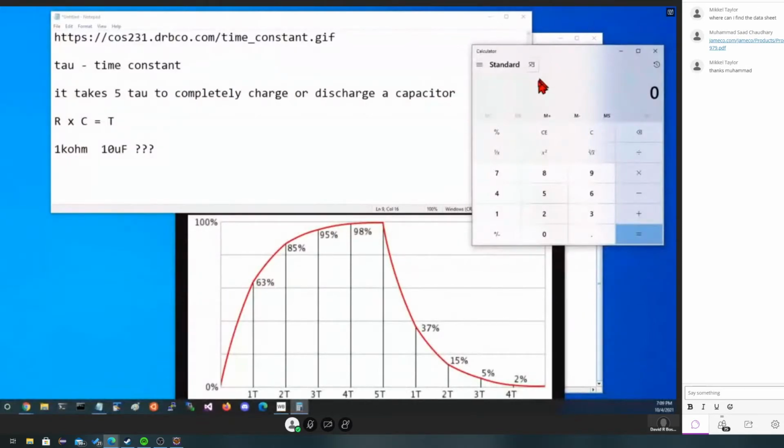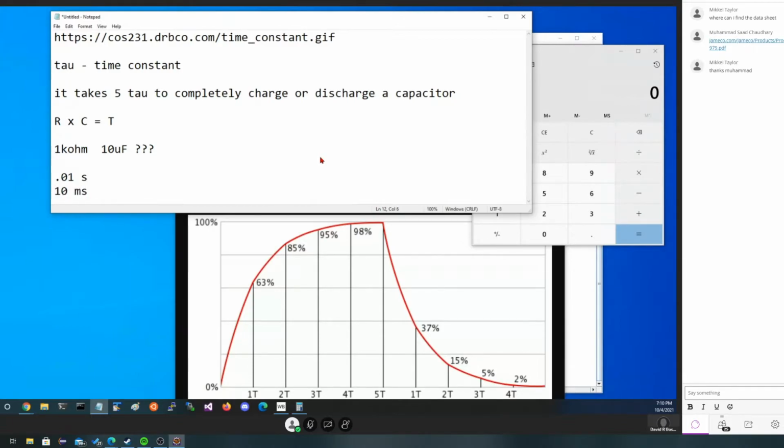Okay, Andrew, what number did you get? 0.01 seconds. Which is, how would we say that? Is it 1 millisecond? Is this what you said, 0.01 seconds? How many milliseconds is that? Is it 1? Well, going through a group of 3, 0.010 would leave us with 10 milliseconds.